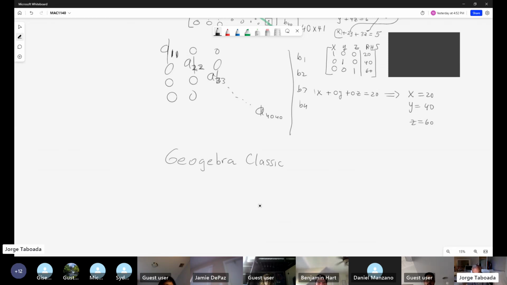I want to explain GeoGebra Classic in detail, but what's the only disadvantage of GeoGebra Classic? One of the only disadvantages is that you get the final answer, but you don't see it row operation by row operation. No, unfortunately. Therefore, don't worry, because there are other tools.